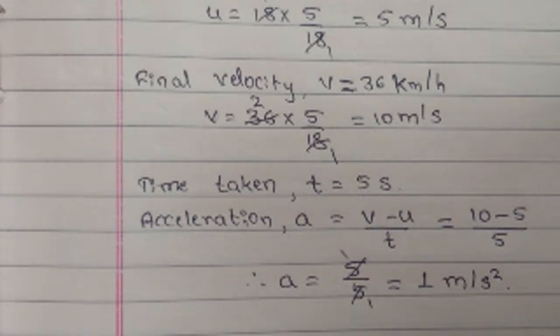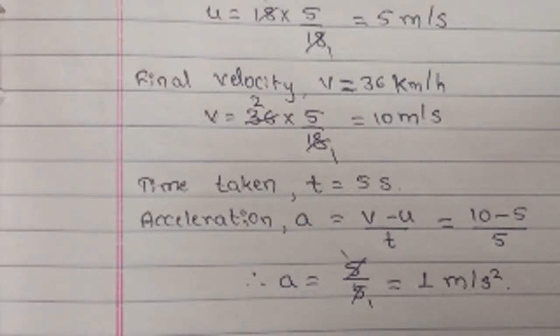That is acceleration: final velocity minus initial velocity divided by time taken. By substituting the values, you get the answer as 1 meter per second square. Now we have to find the distance traveled. We can use s equals ut plus half at square, or we can use v square minus u square equals 2as. We can use any method.